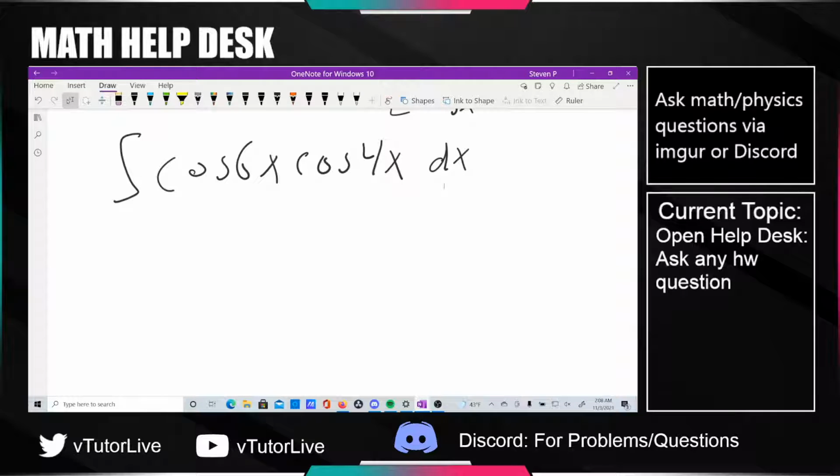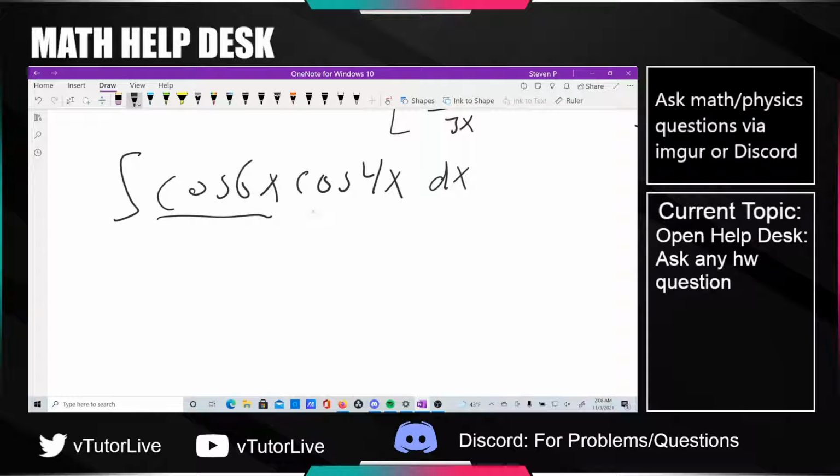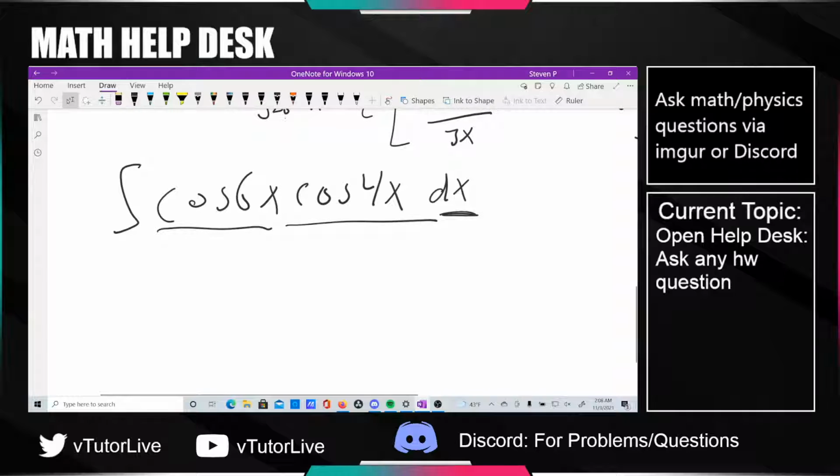All right, so a question like the integral of cosine of 6x times cosine of 4x dx is basically screaming for us to use one of those formulas that we were talking about a moment ago. So let's go quickly look up the cosine addition formula. And what do you know?